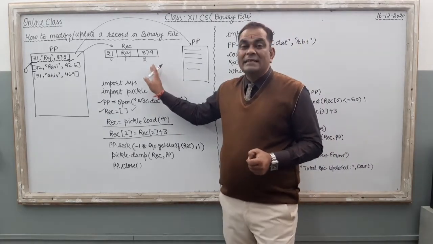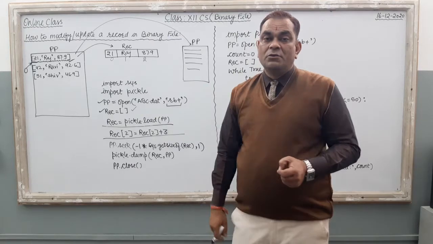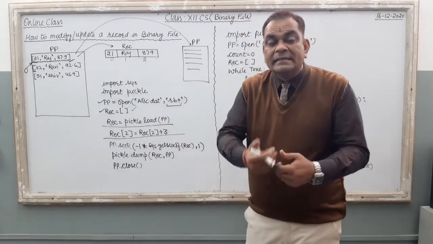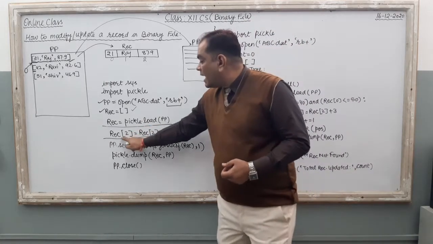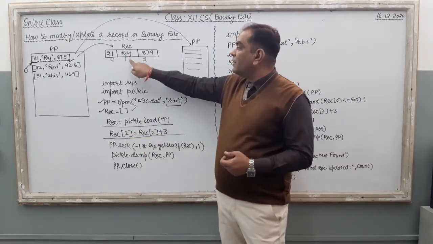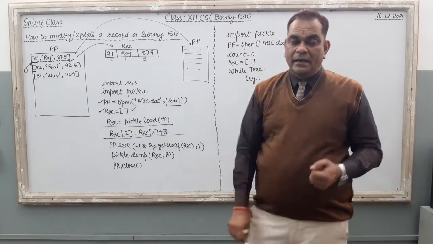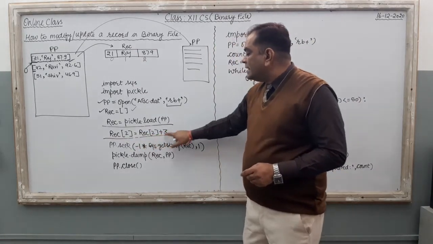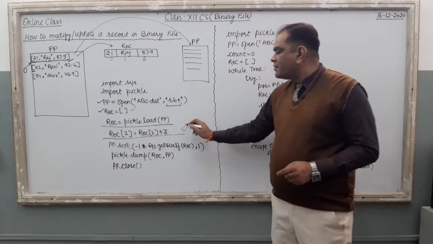I want to make a change in the percentage of the student, so what did I write? rec[2]. If I want to make changes in the name of the student, then what would I write? rec[1], right? Because the first position contains the name of the student here. Clear? Now just see rec[2] equal to rec[2] plus 3. It is the modification command.